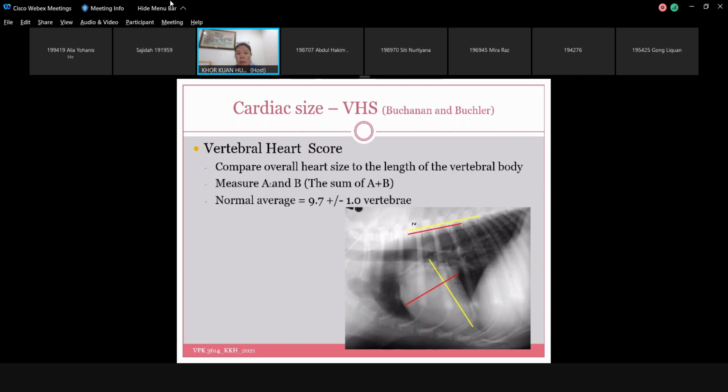If you want to see the heart size, you measure the A and the B, the red line and the yellow line, and then you put them parallel to the thoracic vertebrae and measure. The normal average will be 9.7. But for small animals, you have a plus minus of 1.0. So if you get anything more than 10.5, you need to think about it and investigate. A mild enlargement of the heart is going to be 11 to 11.7. If it's moderate, then it's 12 to 12.7. These are all very big. I have never seen one that has gone up to a size of 14. That would be very scary, but I have not seen one. So they do define cardiomegaly as mild, moderate, and marked.